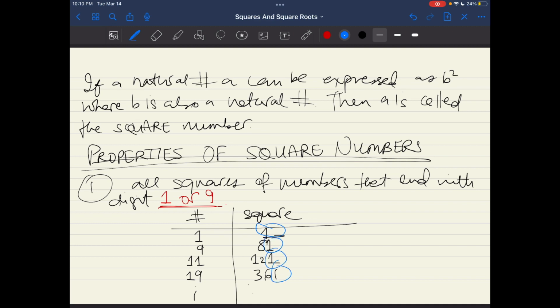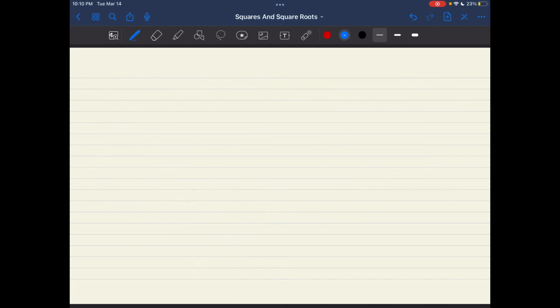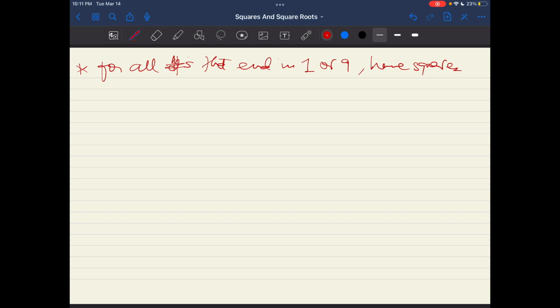in 1. So what did we see in the previous slide? We saw that for all numbers that have last digit as 1 or 9, they have squares that end in 1, right? So we will just make a small note. For all numbers that end in 1 or 9 have squares that end in 1.